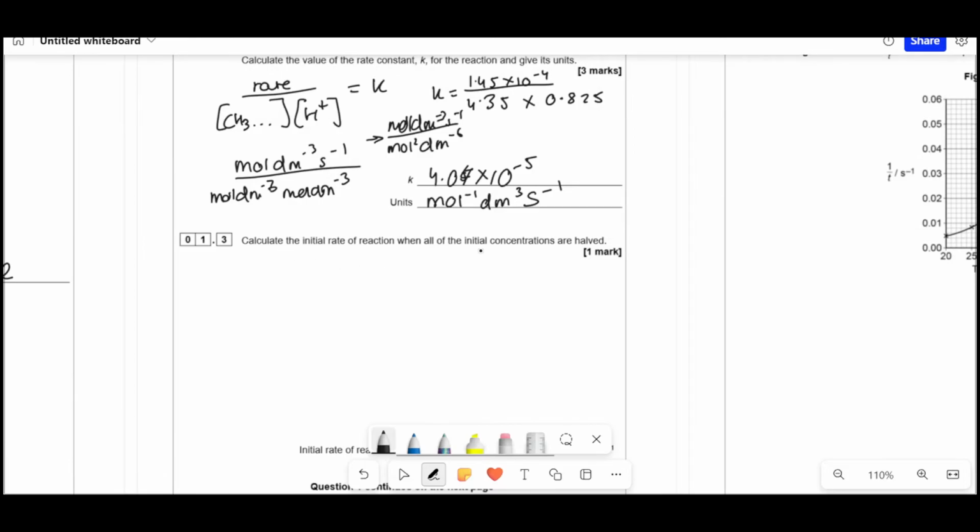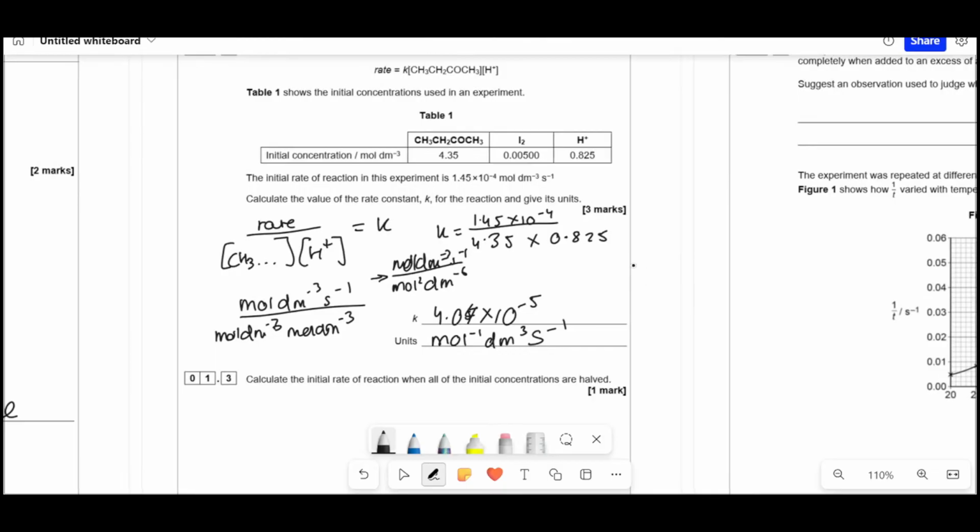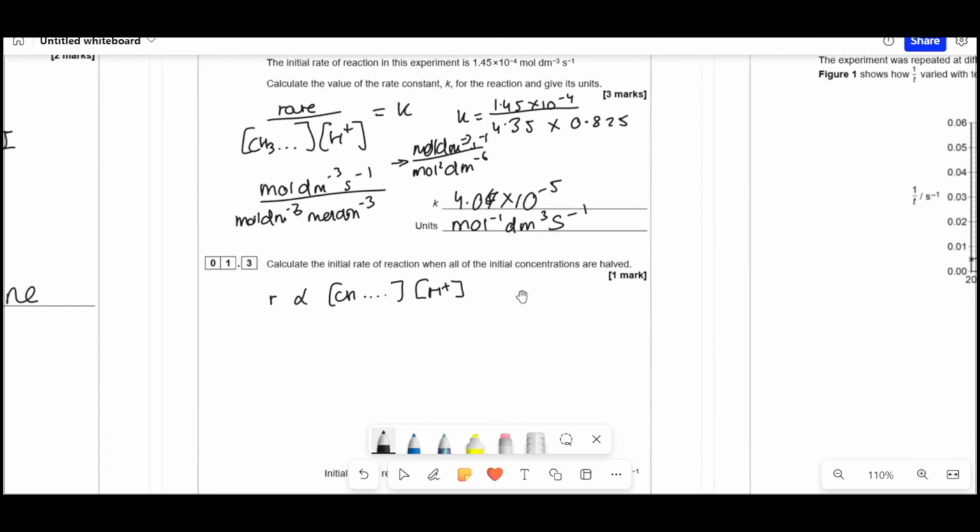Now it says, calculate the initial rate of reaction when all of the initial concentrations are halved. So they've given you the rate equation. They told you rate is k times the whole thing, so rate is proportional to the concentration of the ketone and the H+, right? If you're halving every single initial concentration, you're timesing this by a half. So the rate would also times by a half because it's first order with respect to this. But as well as that, this is also being timesed by a half.